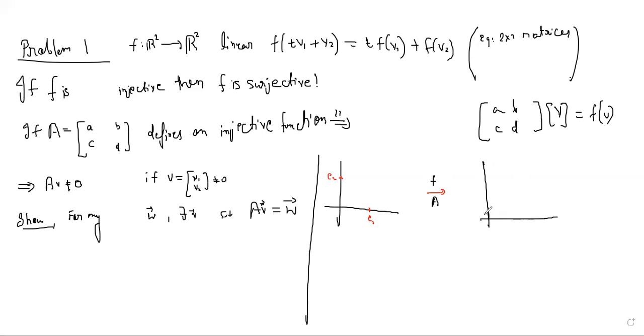This has nothing to do with injectivity. Let's just look at the matrix and you can tell where 1, 0 goes. A, comma C. So it just goes to A, comma C. Again, I'm just having trouble drawing here. It's A, comma C. Good. And similarly, this goes to B, comma D.